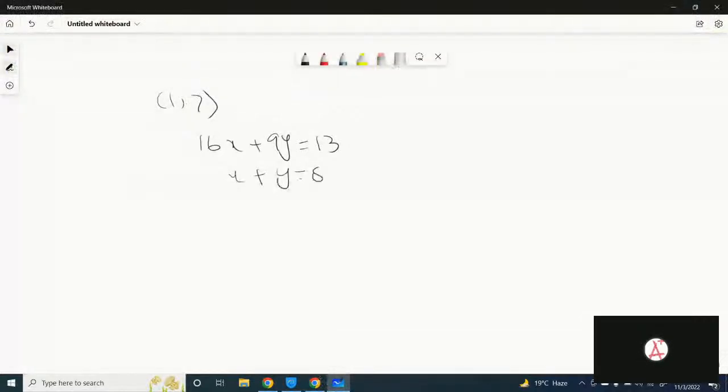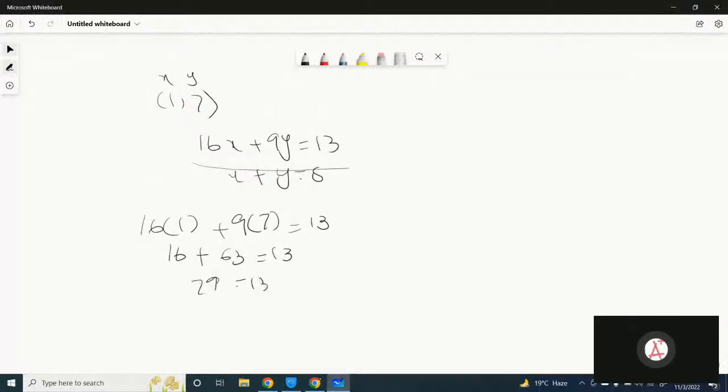So you have to put the solution in both the equations. This is x and this is y. So replace in the first equation: 16 times x, which is 1, plus 9 times y, which is 7, equals 13. So it would be 16 times 1 is 16, 9 times 7 is 63, and that equals 13. So 16 plus 63 is 79, and 79 does not equal 13. They are not equal. Got it?